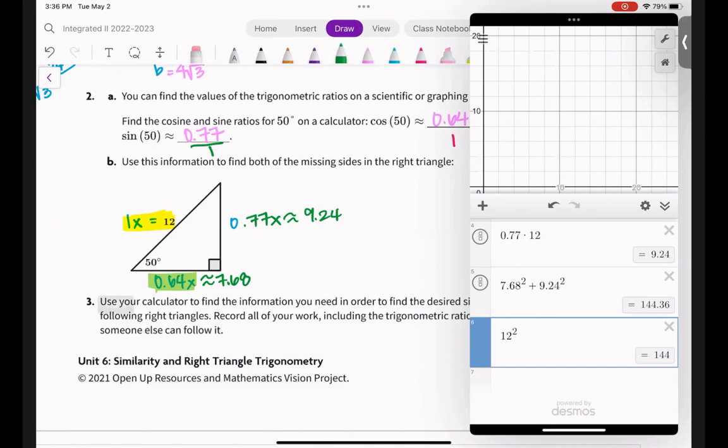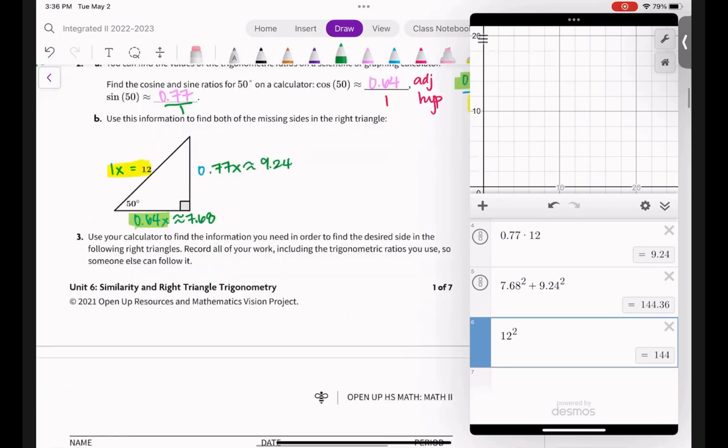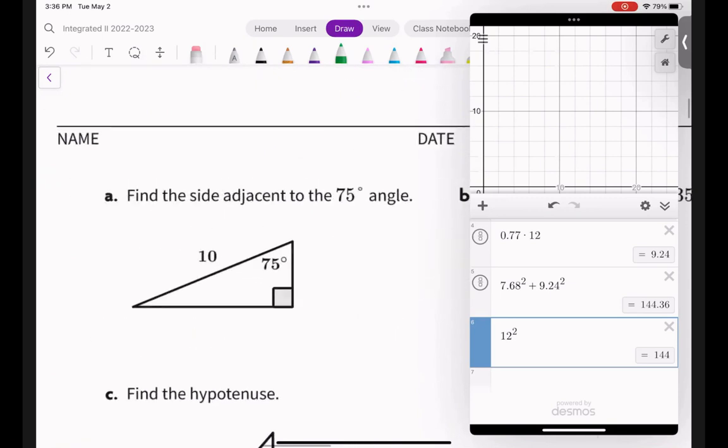So then it says, use your calculator to find the information you need in order to find the desired side in the following right triangles. Record all of your work, including the trig ratios you used. So right now, what I want you to do is look at number 3. It says, find the adjacent side of 75 degrees. So they want you to find this.